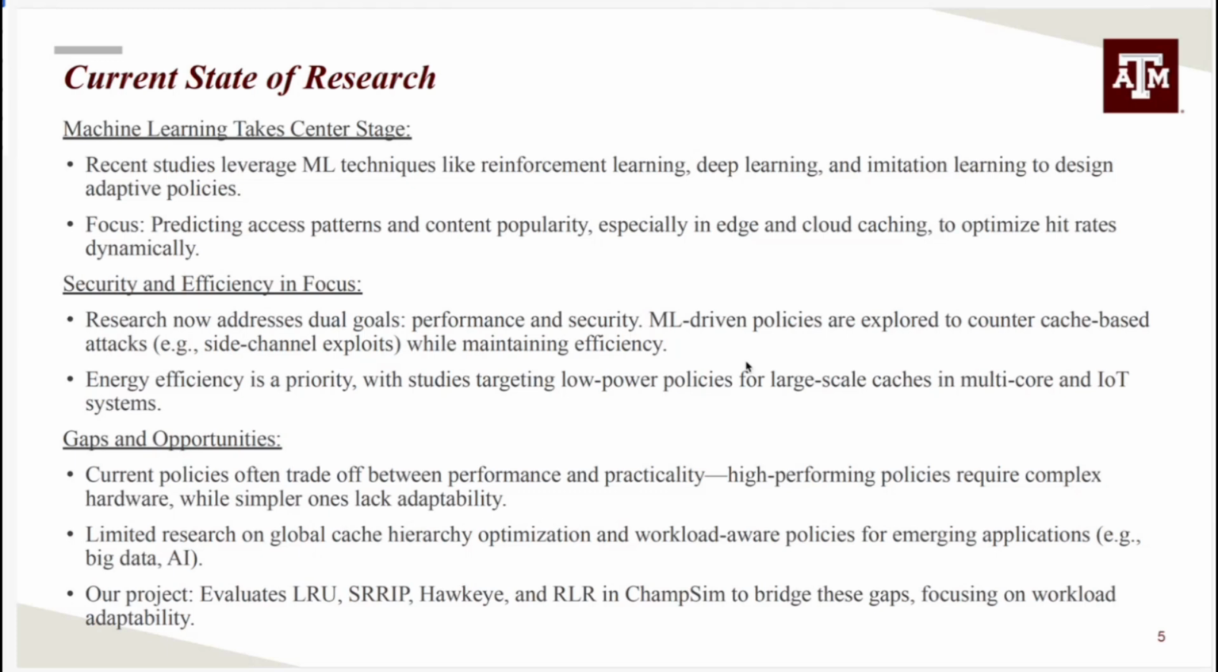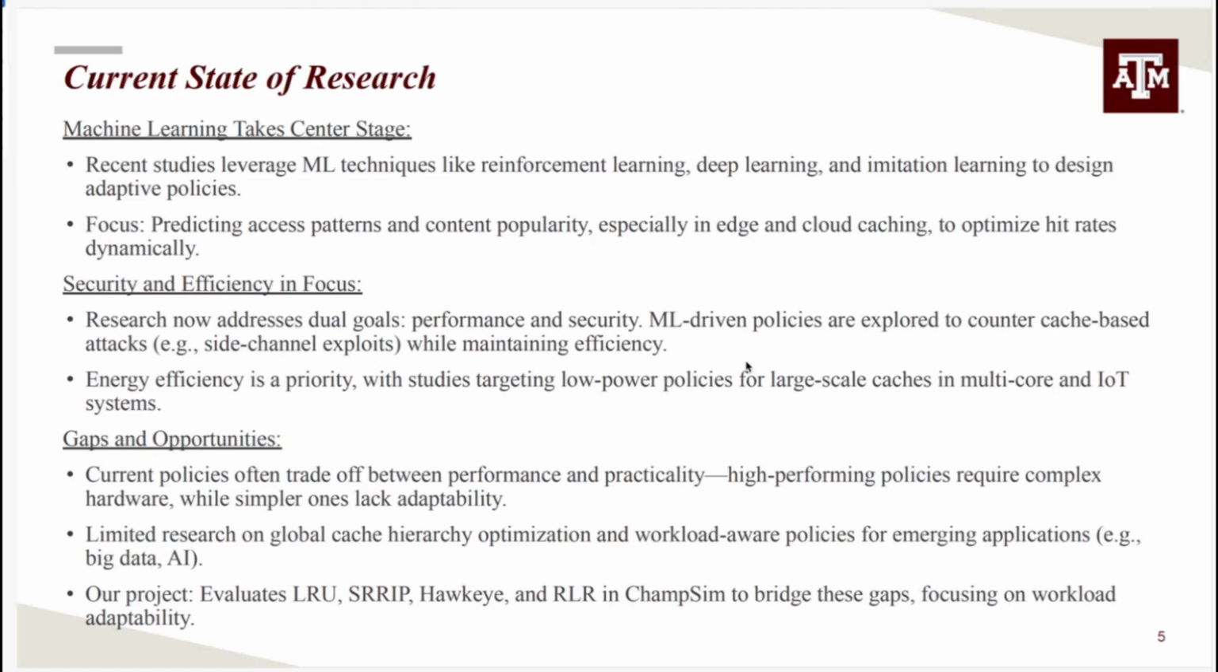Second, there is limited research on global cache hierarchy optimization, coordinating policies across L1, L2, and LLC. Few existing solutions are truly workload aware. They are not optimized for emerging domains like AI, cloud services, or big data analytics, which have unique memory access patterns and high sensitivity to caching strategies.